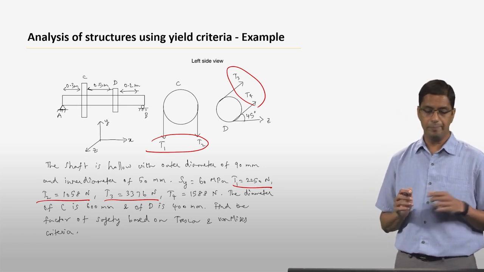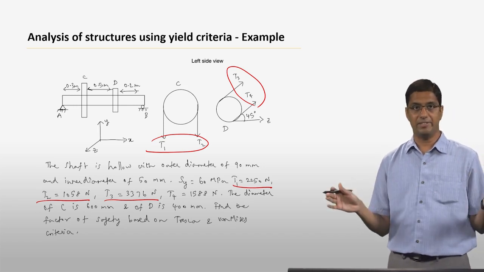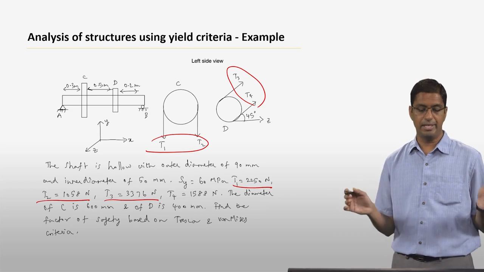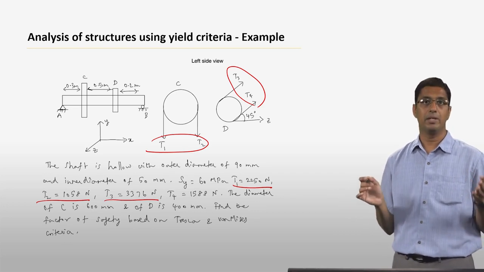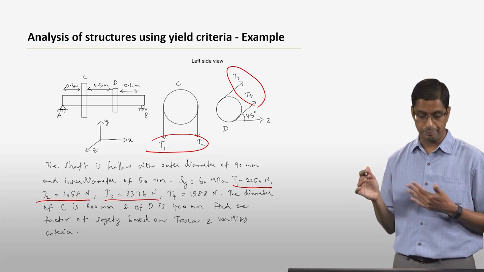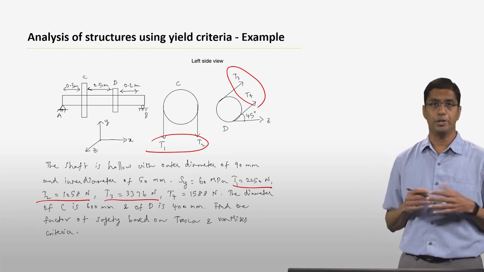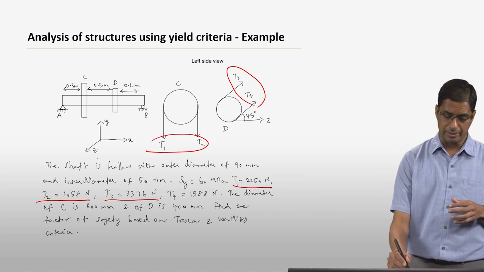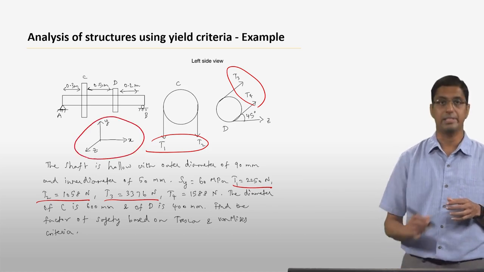Here the span of the shaft is given. The distance from A to C is 0.3 meters. From C to D is 0.5 meters. From D to B is 0.2 meters. And the coordinate system that you're going to use for analyzing the structure is given here.